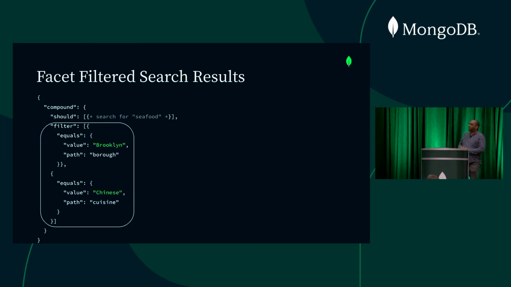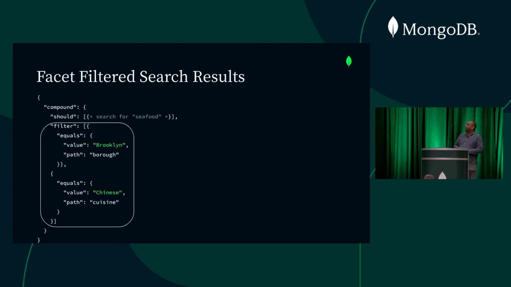To support this, we can issue different queries for the search results and each of the facets. For the search results, we'll want to include a filter for all of the categories selected in our facets. In this case, both Brooklyn and Chinese food.